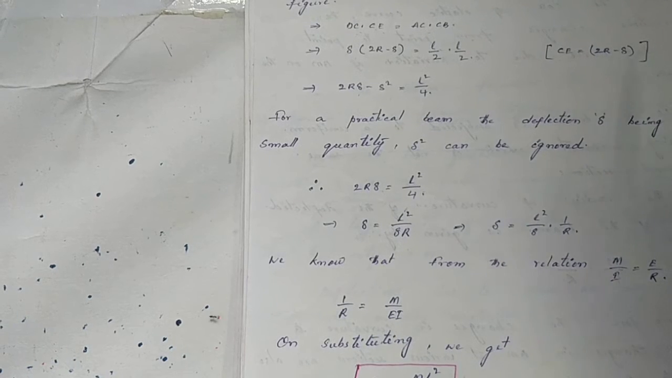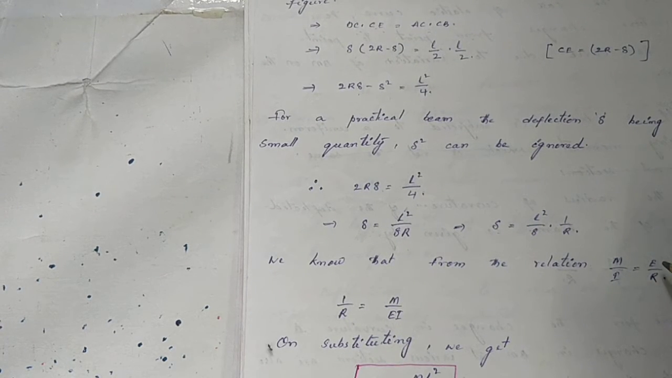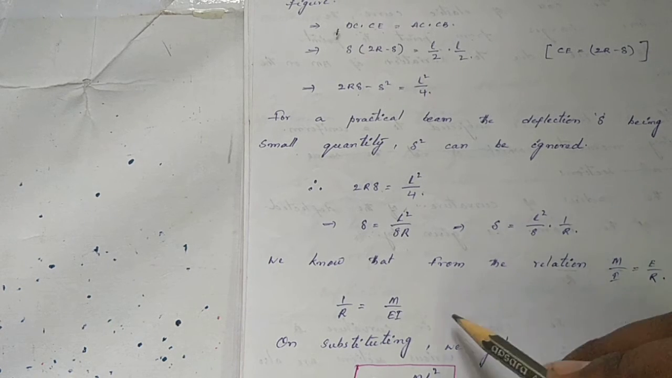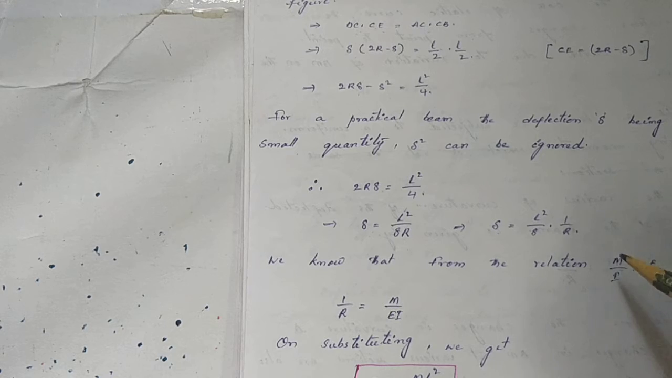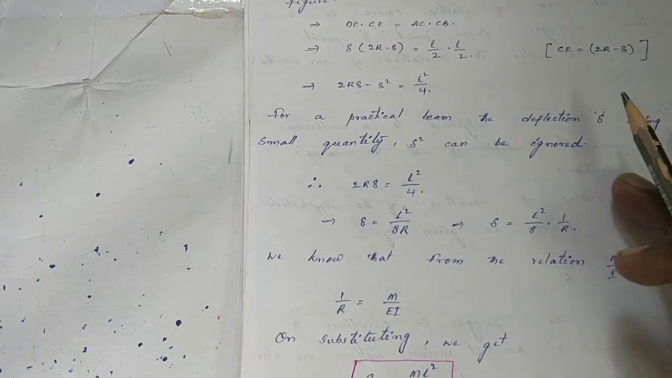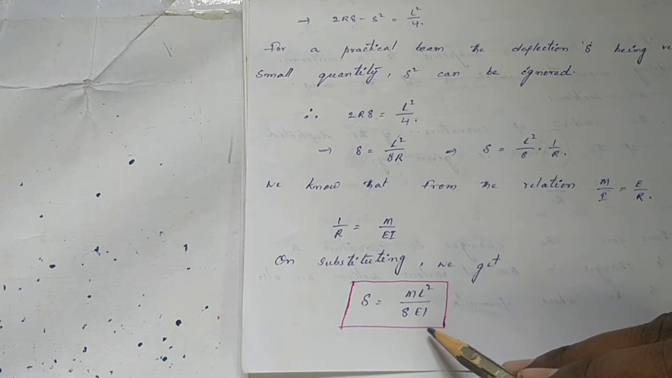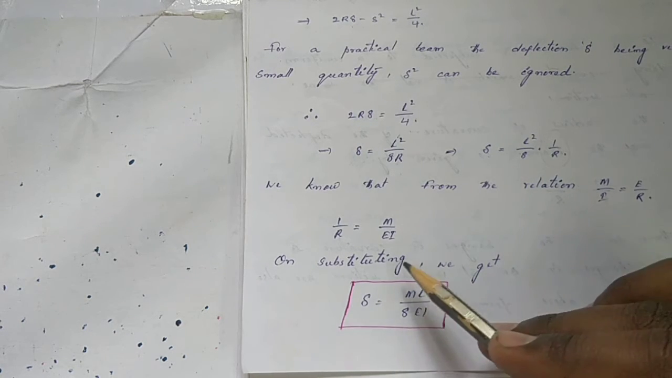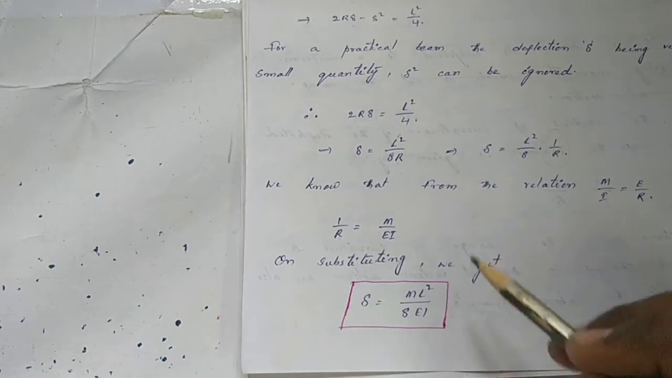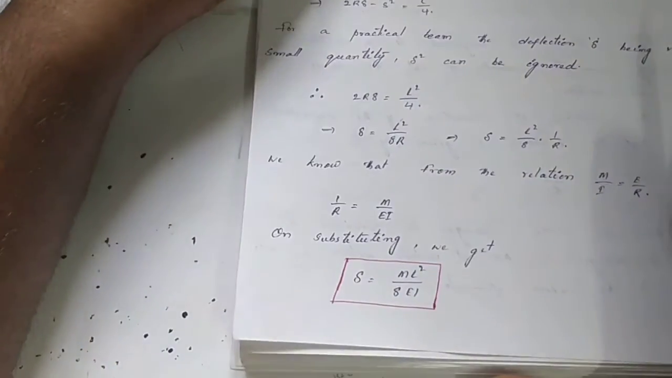From the bending equation, M by I equals E by R, so 1 by R can be written as M by EI. So in place of 1 by R, delta equals ML square by 8 EI. It is the formula for deflection when a beam is subjected to uniform bending moment.